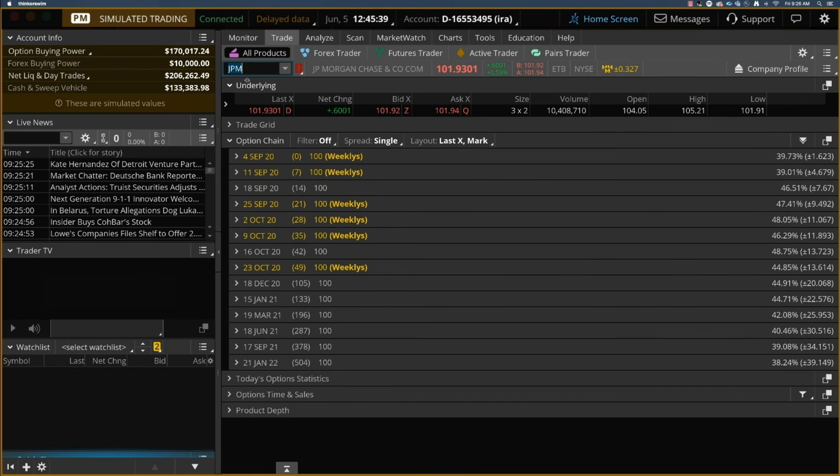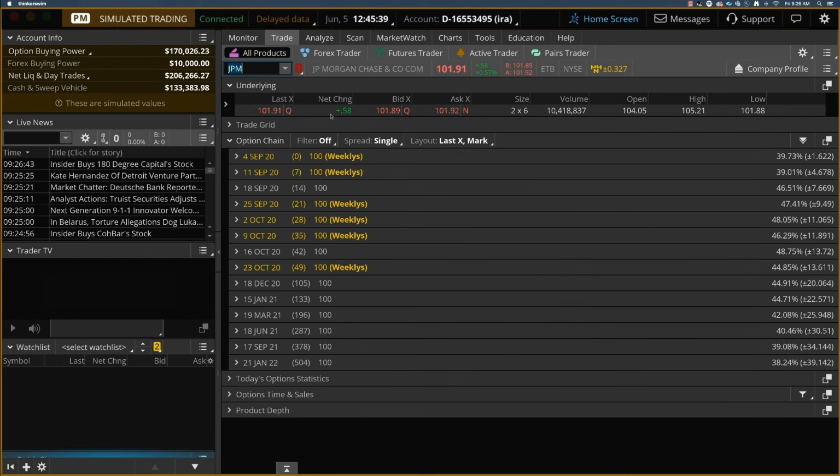Now we're going to take a look at right underneath JP Morgan, the ticker JPM, we see underlying. Underlying is just another word for stock. We can see the stock is trading at 101.91 today, up 58 cents. And this up top is really the stock information. But we're looking at applying a covered call.